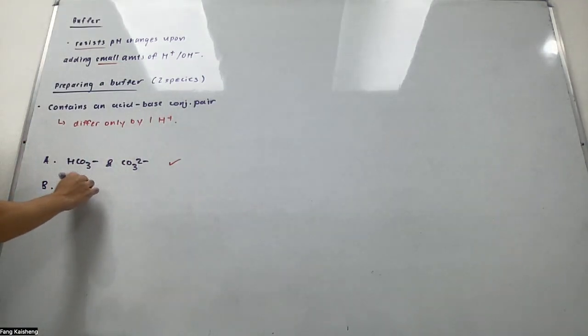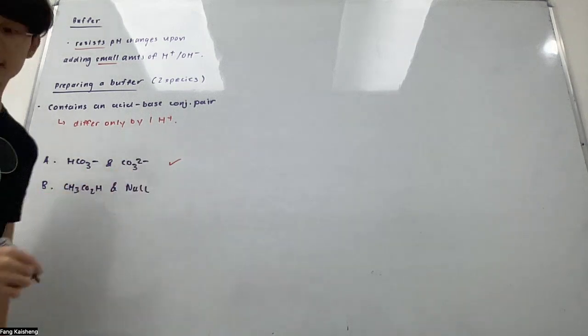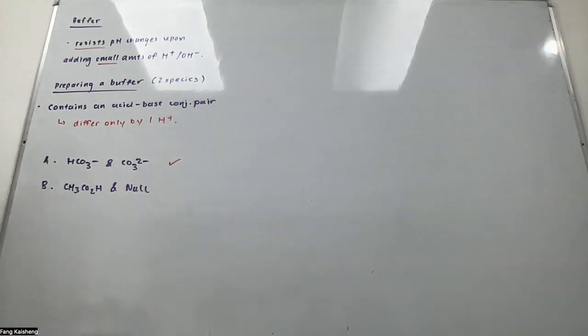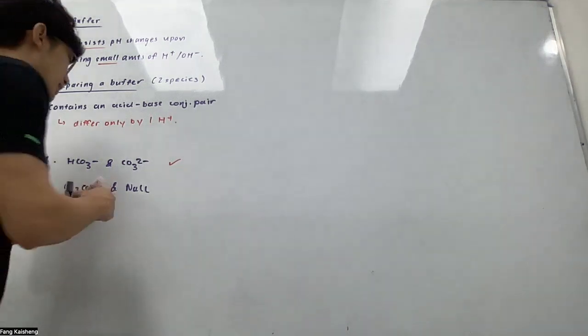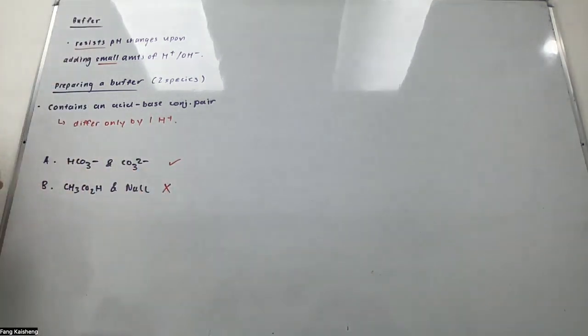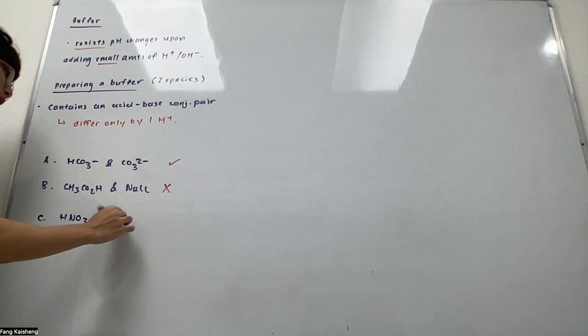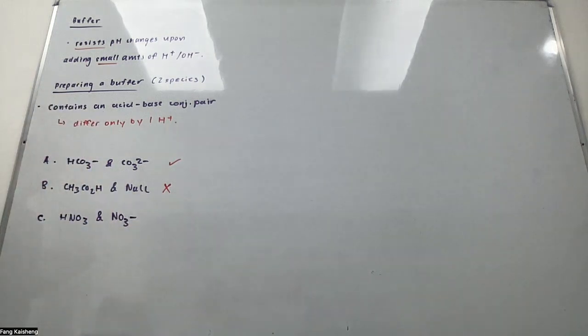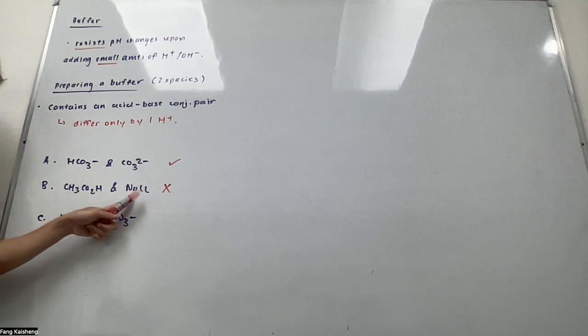CH3CO2H and NaCl. Is it possible to form a buffer? Do they differ by one H+? Not at all. They differ completely. Okay, out. That one we'll touch on later, because NaCl is a neutral salt, it won't react. You can see that, it's not NaOH. I think you confused it with NaOH. We'll cover that later.